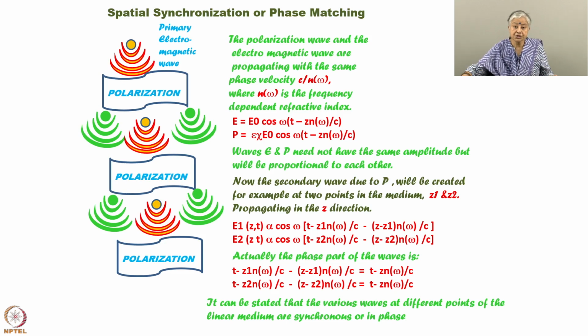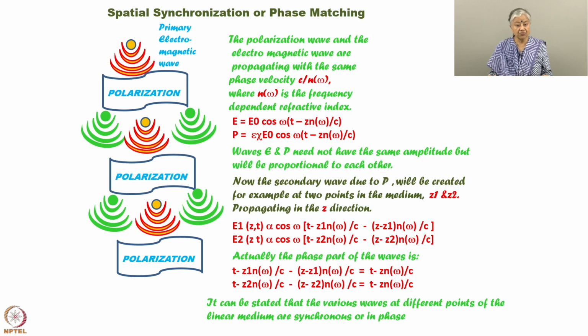Okay. The polarization wave and the electromagnetic wave are propagating with a phase velocity of c by n omega, where n omega is the frequency dependent refractive index. Okay. Keep in mind that the refractive index of the medium is different for different frequencies, which as you know, when a beam passes through a prism, you get that separation of colors. That itself shows that the refractive index seen by different frequencies is different. So, the refractive index is a frequency dependent entity, all right.